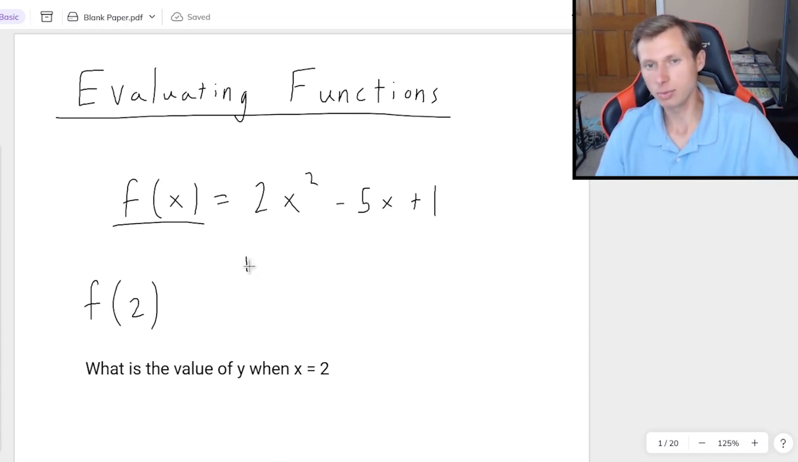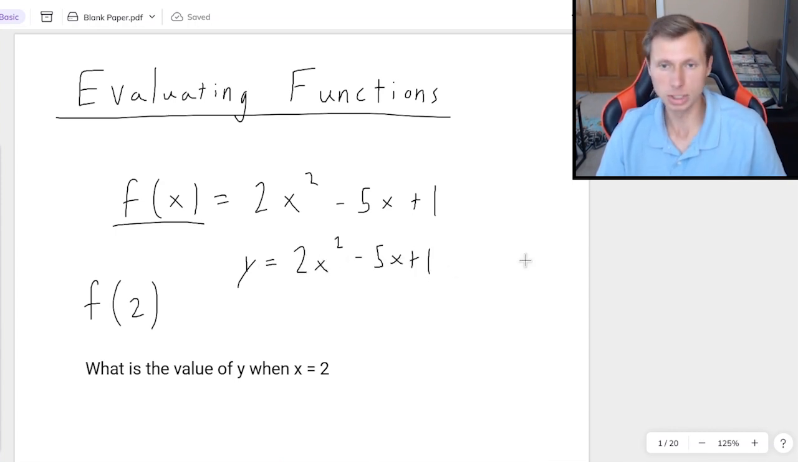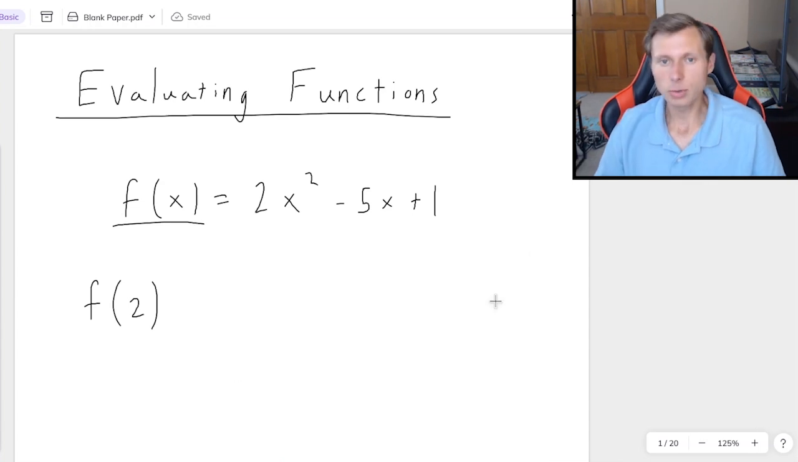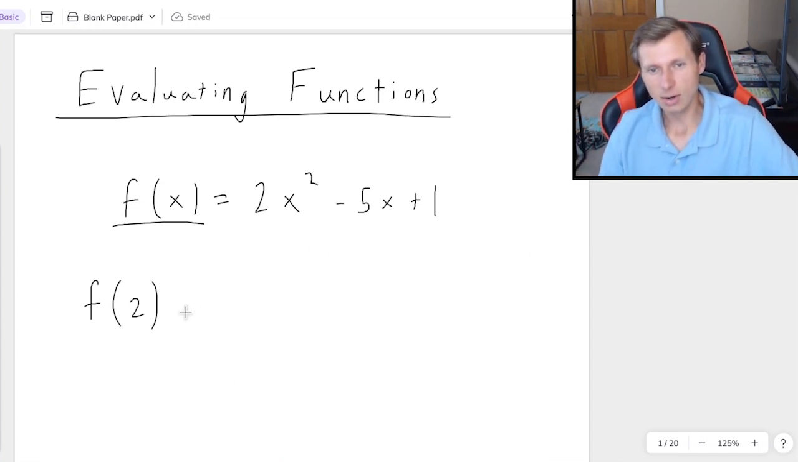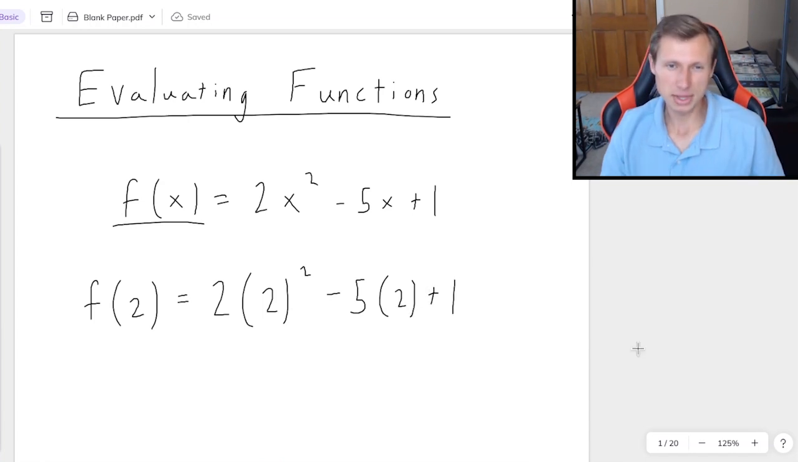Like I could literally replace this with y equals 2x squared minus 5x plus 1, and the problem wouldn't change really at all. So how do we do this? How do we find f of 2? Well, it's easy. All I got to do, wherever I see an x, I just have to replace it with a 2, like I'm doing right now. Putting it in parentheses, like I did, is technically optional, depending on the circumstance, but I like to do it, and I recommend you do it as well.